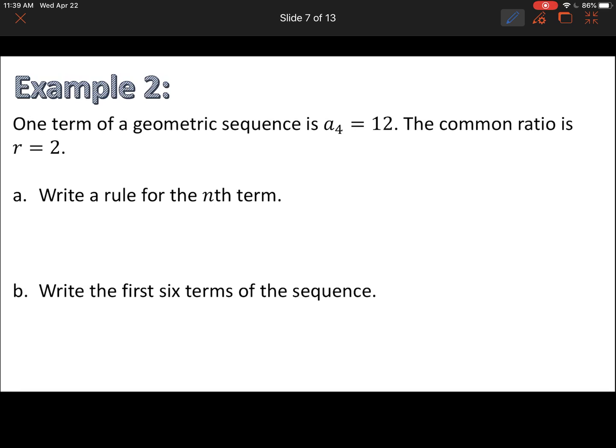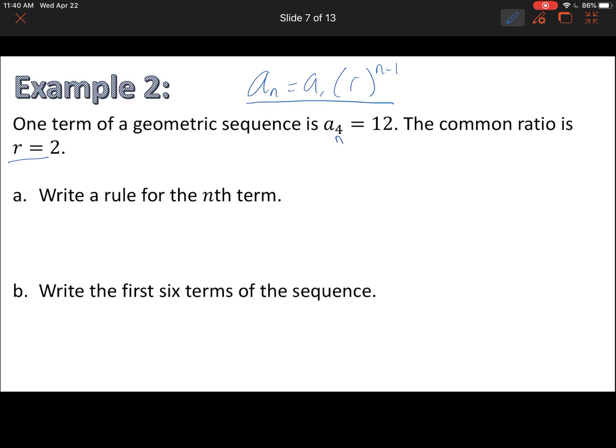Okay, for example 2 here, it says that one term of a geometric sequence is a sub 4 equals 12, and the common ratio is 2. So this is important to me. When I'm thinking about my formula, though, I know that I still need the first term, which does not look like I have here. I'm still going to use this formula to get it though.